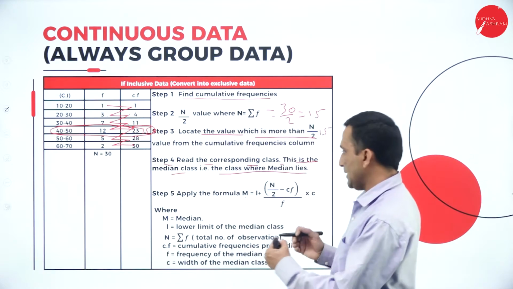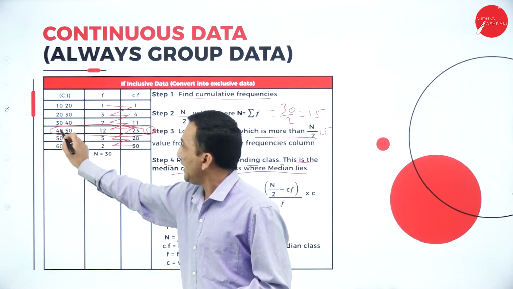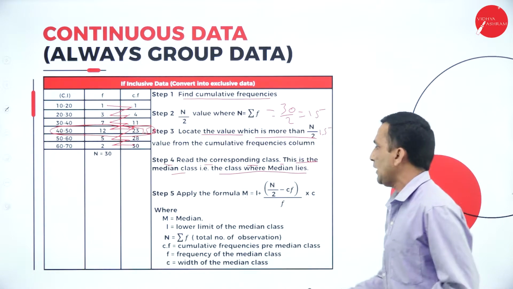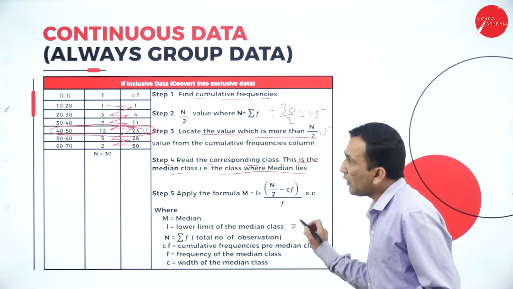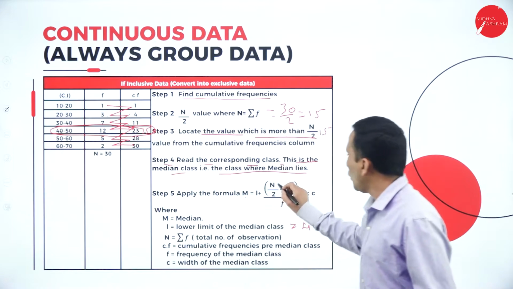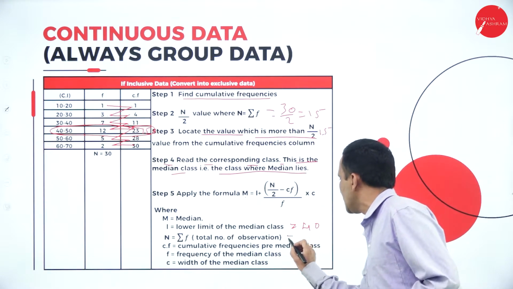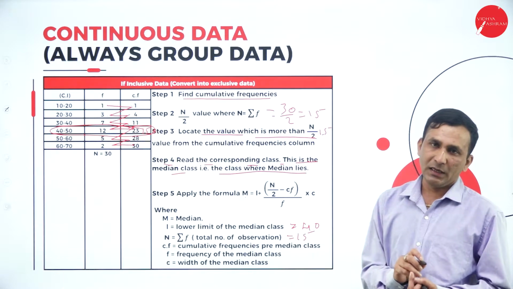Once you identify this median class, L is the lower limit. Lower limit L, I am writing 40 as my L value. Now n, I don't want to apply once again. I can directly take 15 as my already calculated value.